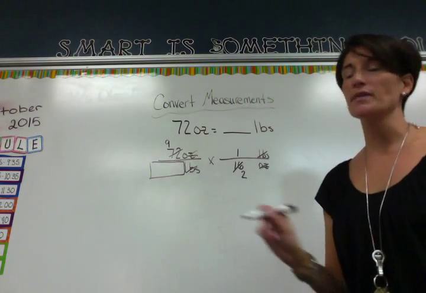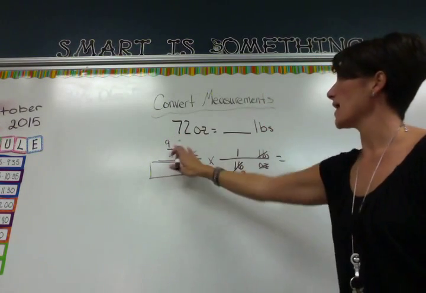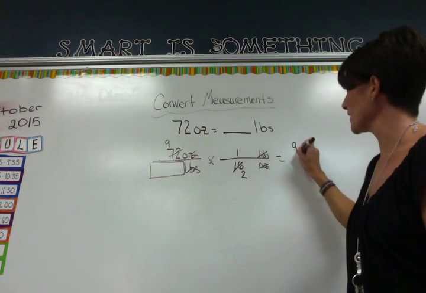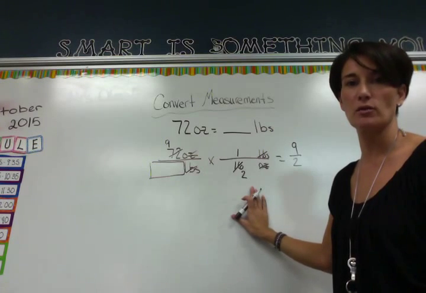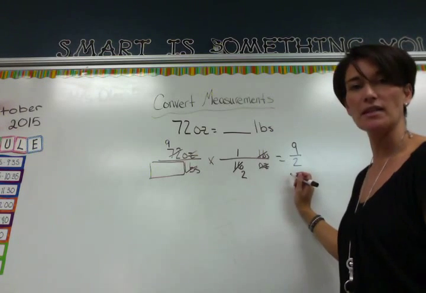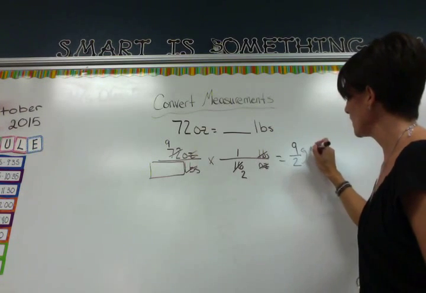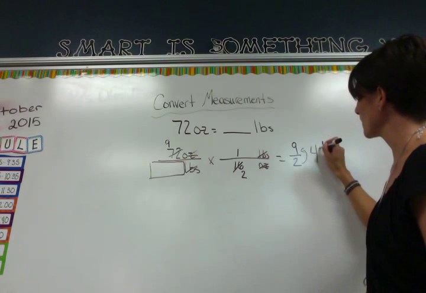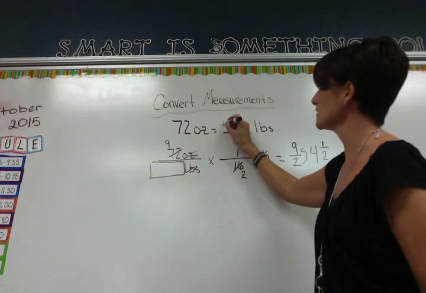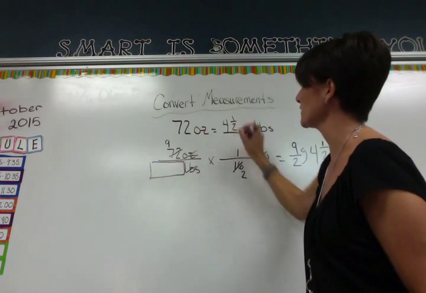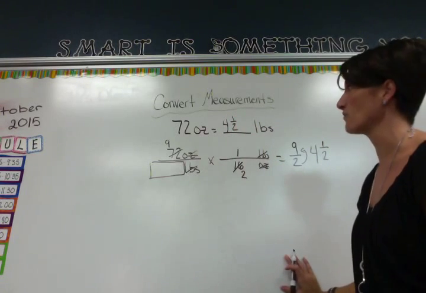So now it's just simply solving fractions. 9 times 1 is 9, and I'm going to put it over 2 because there's no number that I'm multiplying 2 by. And now I'll just have to see how many times 2 goes into 9. It goes in 4 whole times with 1 left over, and I put it back over my denominator. So my answer would be that 72 ounces is the same as 4.5 pounds.